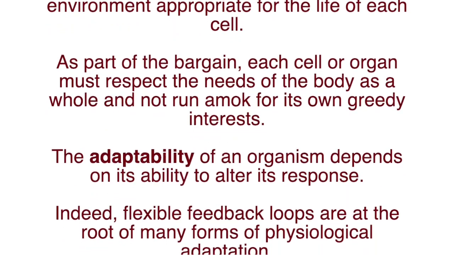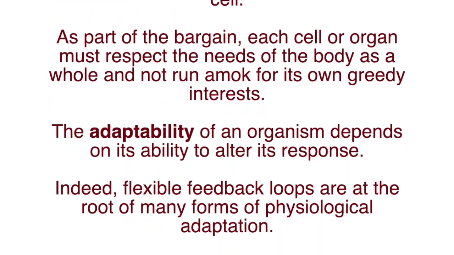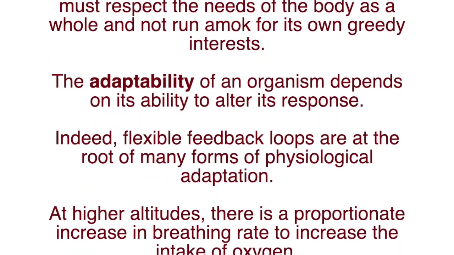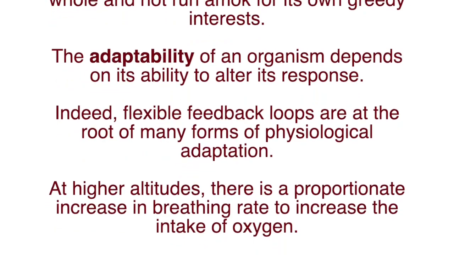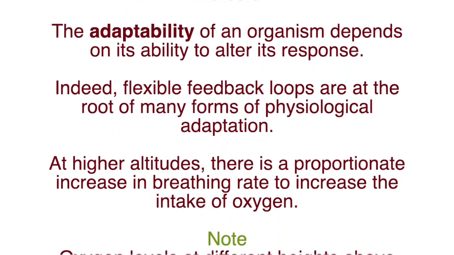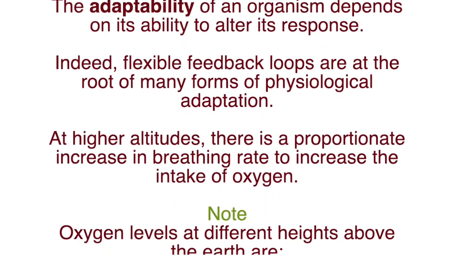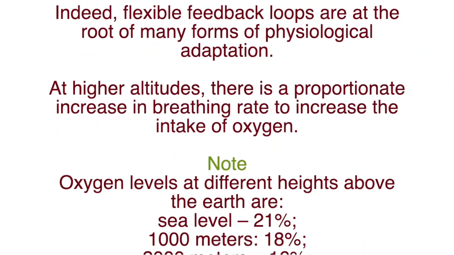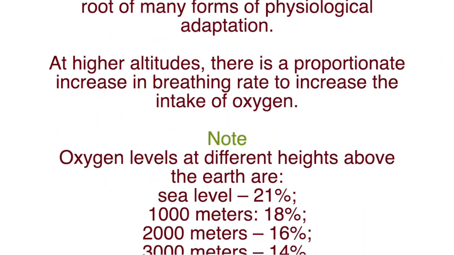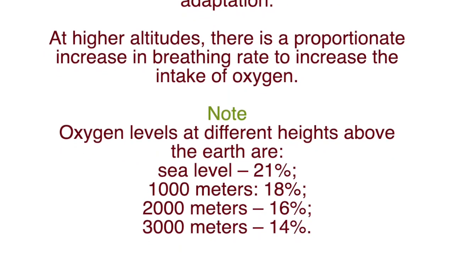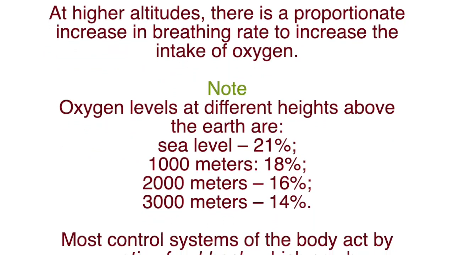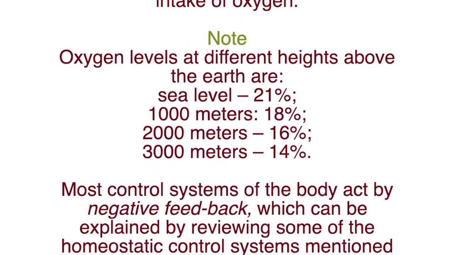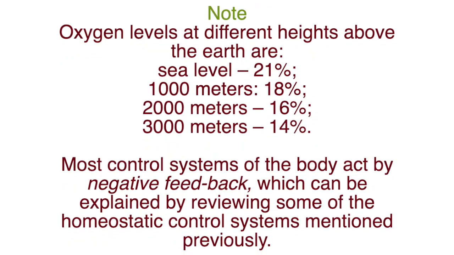The adaptability of an organism depends on its ability to alter its response. Indeed, flexible feedback loops are at the root of many forms of physiological adaptation. At higher altitudes, there is a proportionate increase in breathing rate to increase the intake of oxygen. Note, oxygen levels at different heights above the earth are sea level 21%, at 1000 meters 18%, 2000 meters 16%, and 3000 meters only 14%.